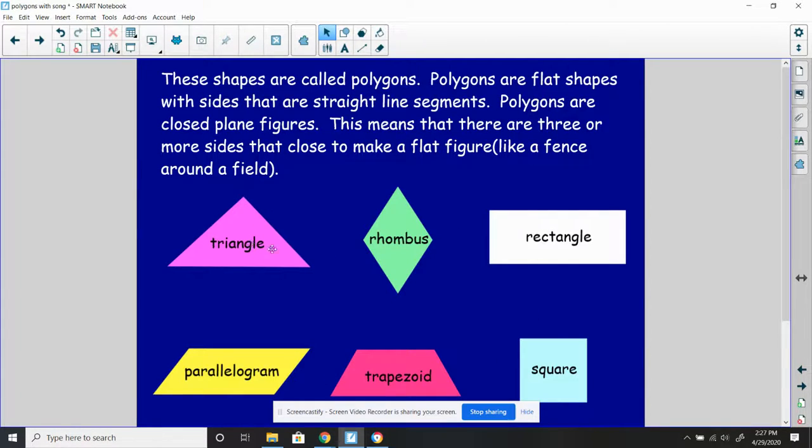A triangle, maybe a rectangle, a square, a parallelogram, and then we have a rhombus and a trapezoid. All of these are types of polygons. They have many sides. They have to be at least three sides because you can't take a figure with two sides and close it up.